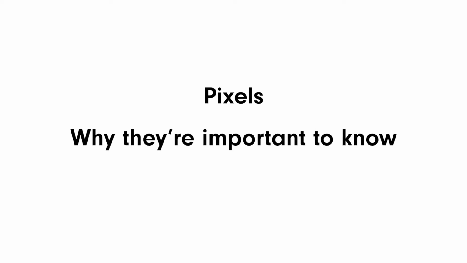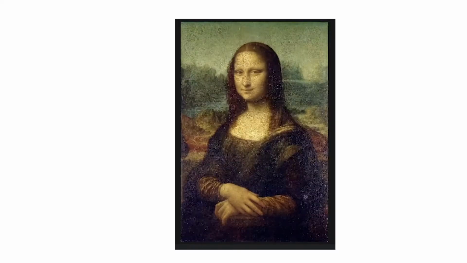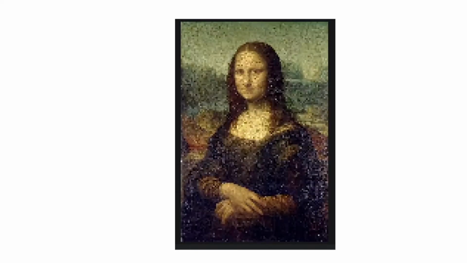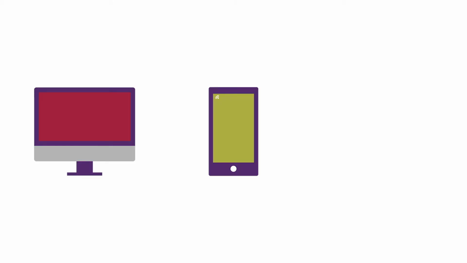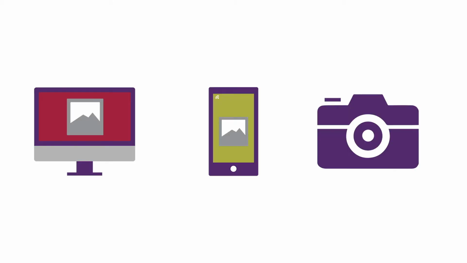In this video, we're going to talk about pixels and why they're important to know for your content. Pixels are the smallest areas of an image. They look like blocks of color, and when you put them together, they make a whole image. Your computer screen, smartphone, camera, and other devices all use pixels to display images. Most of your images are also made up of pixels.